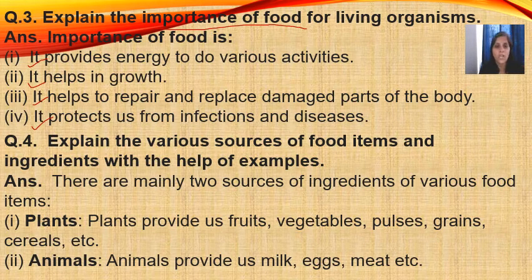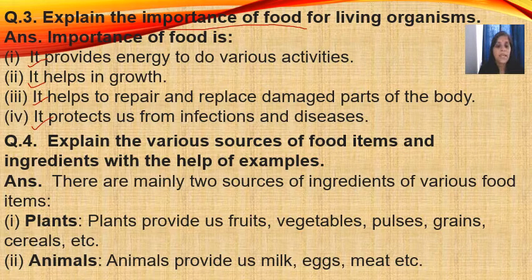That's why it's also known as bodybuilding. And the third, it prevents various diseases. So it's known as protective food. Question number 4. Explain the various sources of food items and ingredients with the help of examples.